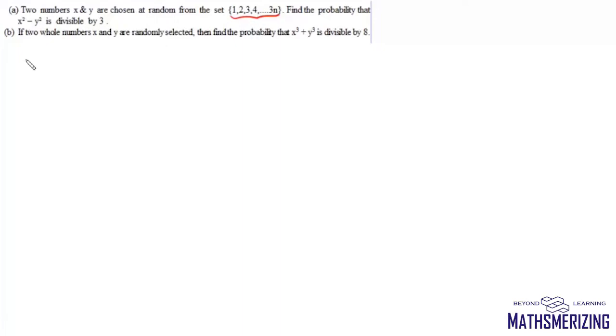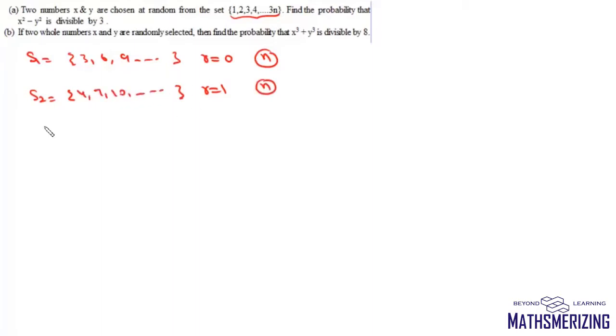divided by 3. So we'll have this first set, say S1, in which we have numbers which are multiples of 3 and which will leave the remainder 0 when divided by 3. And the number of numbers in this set is n. Now we have the second set which leaves the remainder 1. It'll have 4, 7, 10, and again it'll have n such numbers. And this third set, which is 5, 8, 11, leaving the remainder 2 when divided by 3. And again we have n such numbers.